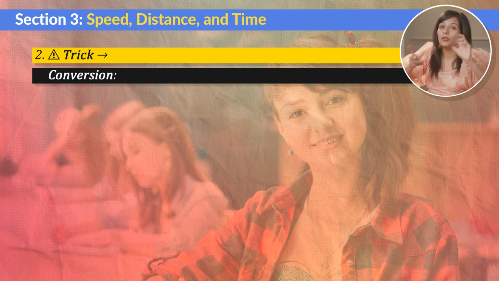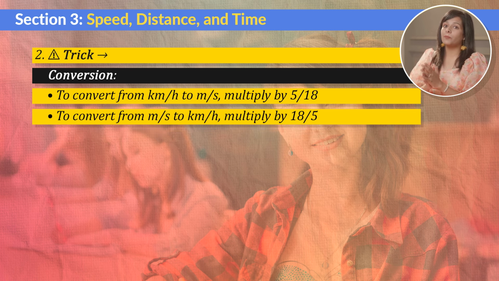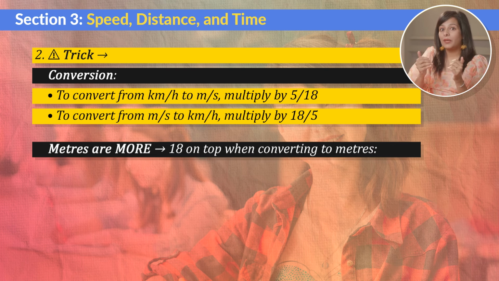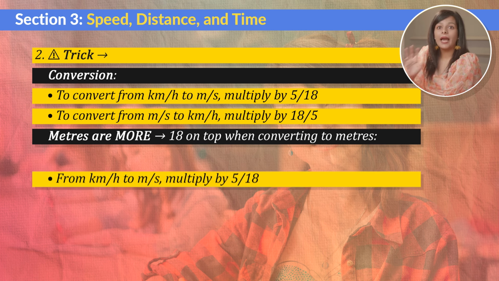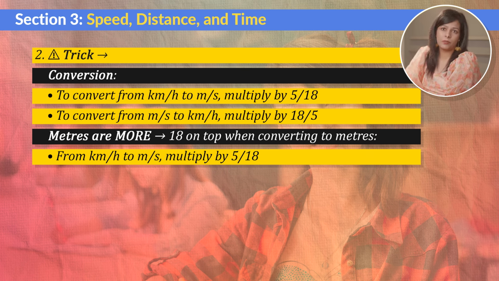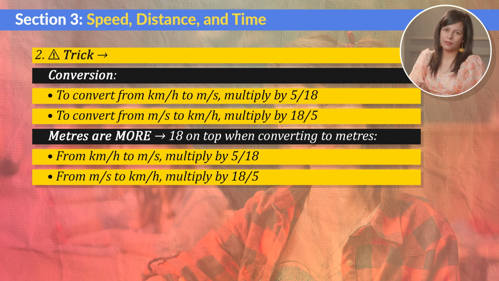Here's a quick conversion trick to help you out. To convert from kilometers per hour to meters per second, multiply by 5 by 18. To convert from meters per second to kilometers per hour, multiply by 18 by 5. Worried you'll mix them up? Don't stress. I've got a simple line for you. Meters are more, so 18 goes on top when converting to meters. That means when you're going from kilometers per hour to meters per second, you're going towards meters, so use 5 by 18. And when going from meters per second to kilometers per hour, flip it to 18 by 5.